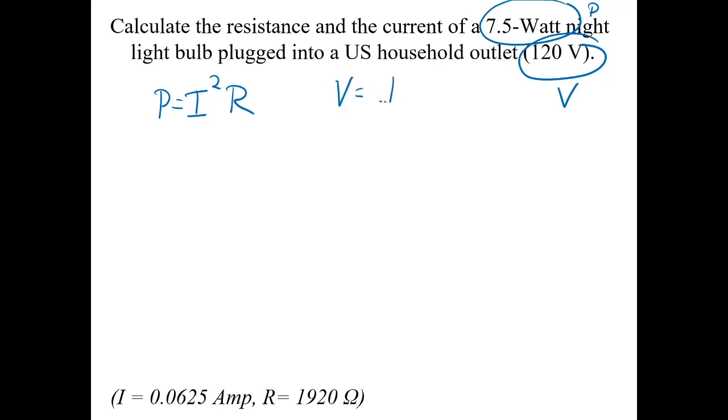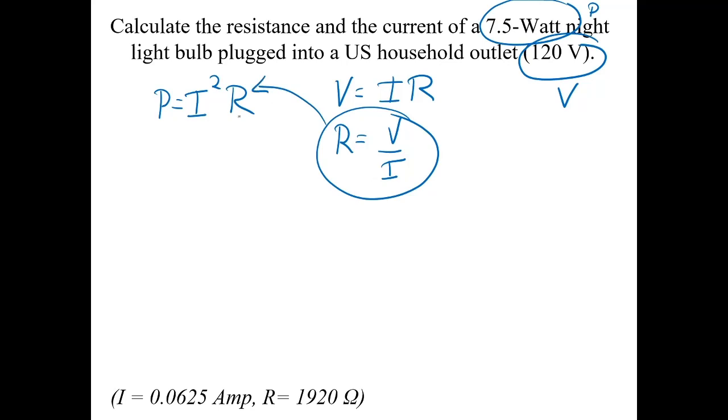Let's see what we can do. V equals IR. Let's solve it for R. So R is V over I. Now I've got something that I can substitute. I can substitute in for R, P equals IV. I usually do the algebra, but I'll do it a little easier. We know the power here. Don't know the current. We do know the voltage, 120 volts.